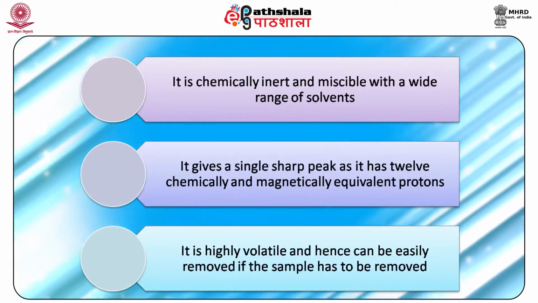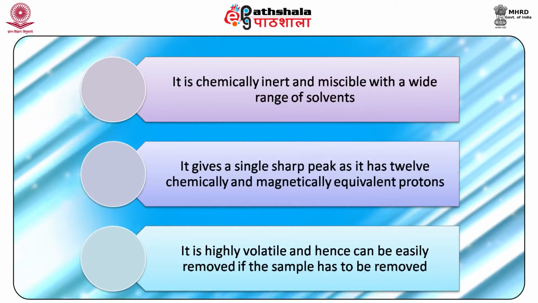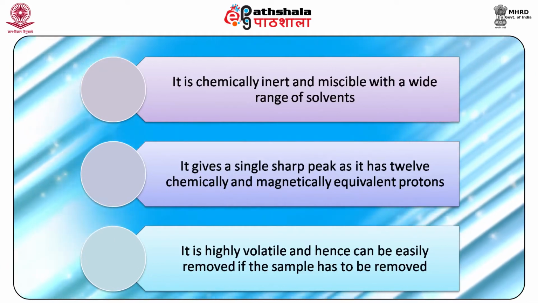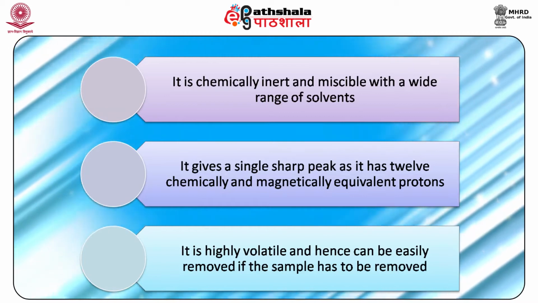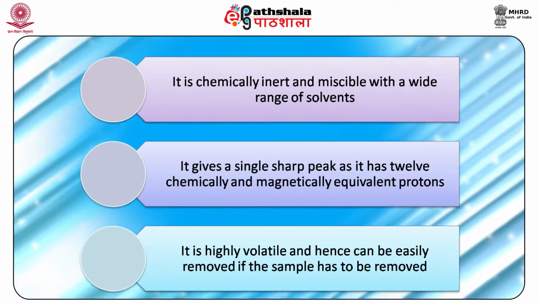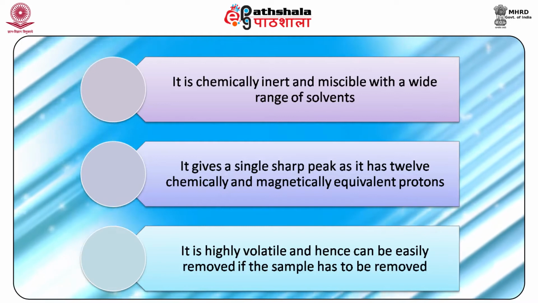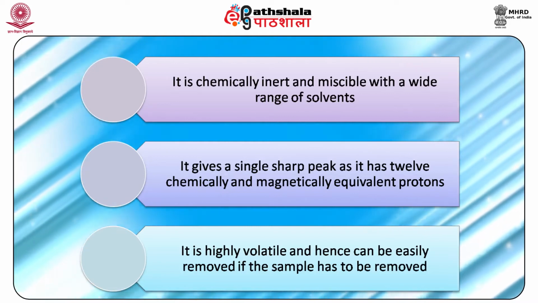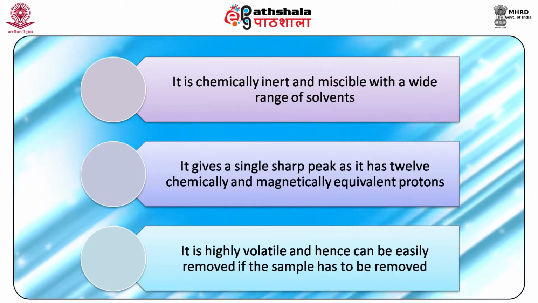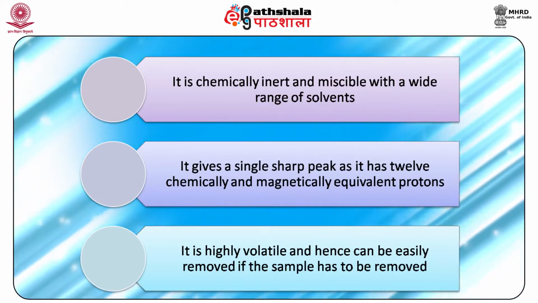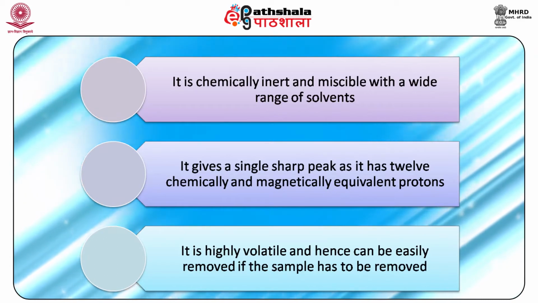First, it is chemically inert and miscible with a wide range of solvents. Secondly, it gives a single sharp peak as it has 12 chemically and magnetically equivalent protons. Third, it is highly volatile and hence can be easily removed if the sample has to be recovered.